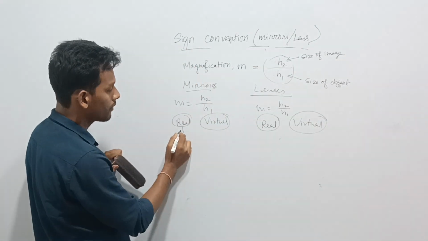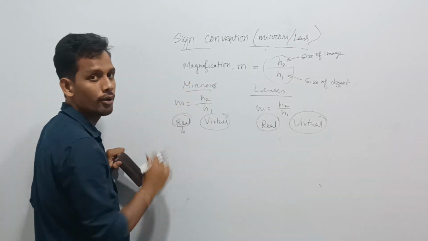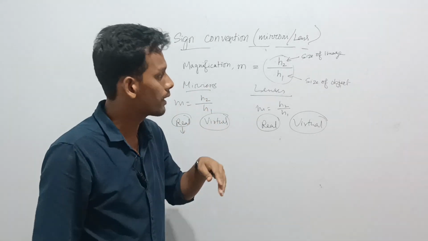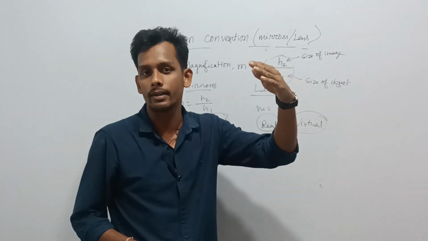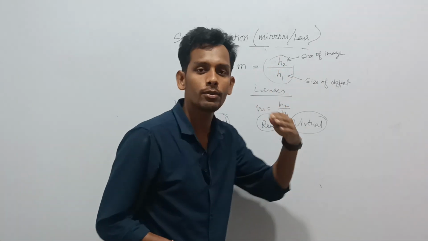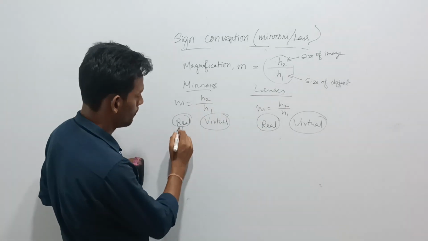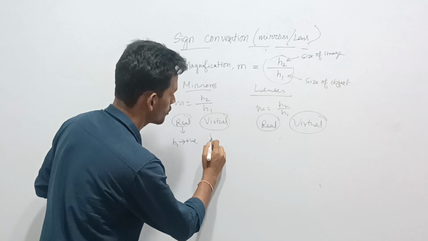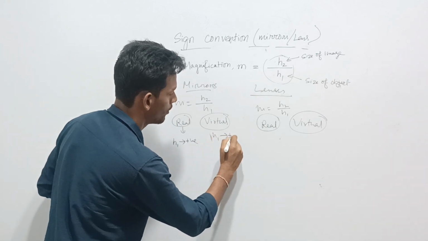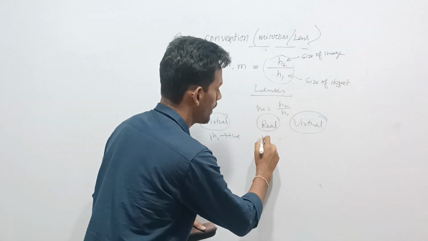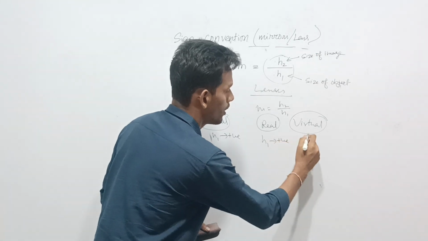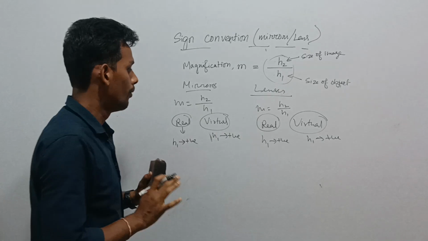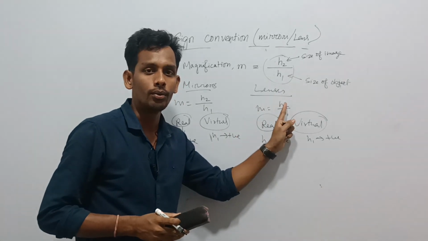Now, for a real image, what is the magnification for a mirror? Now see, this is the size of the object. You know that the object is always placed above the principal axis, so it is always positive. For real image, h1 is positive, and for virtual image also, h1 is positive. It is also the same in the case of lenses. h1 is positive. Done.